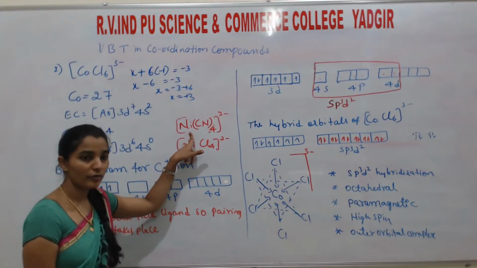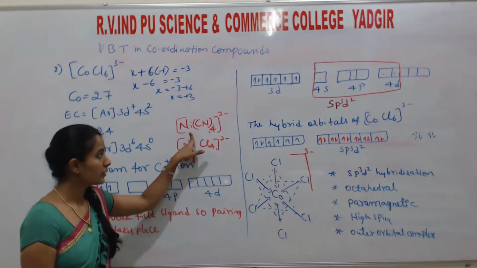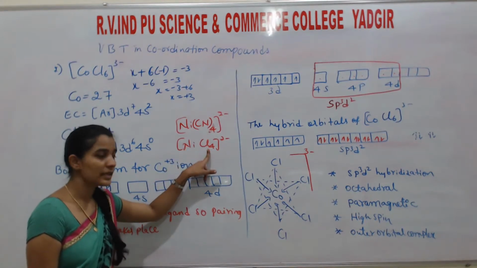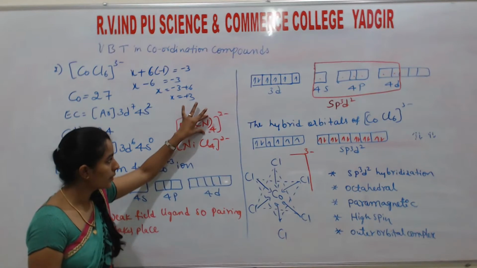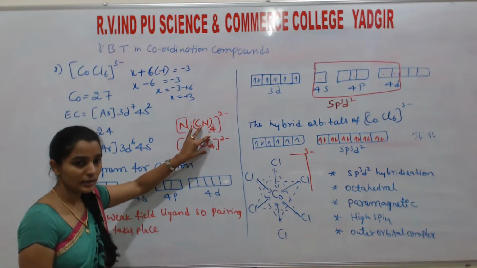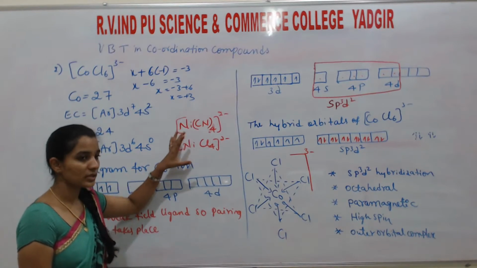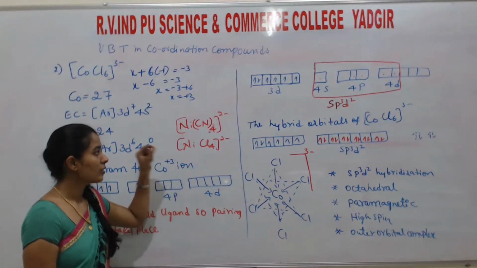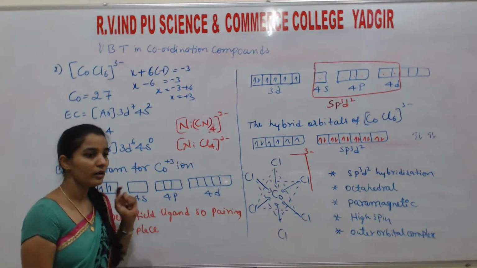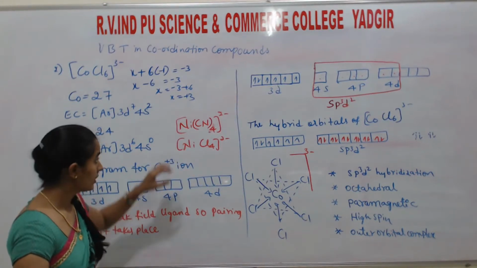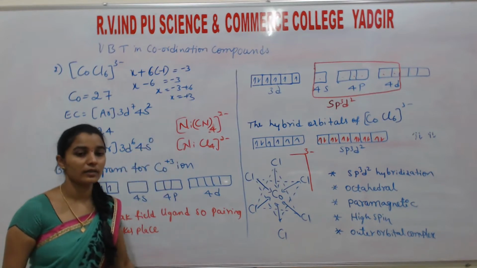Here the atomic number of nickel is 28. CN is a strong ligand, Cl is a weak ligand. Here pairing up takes place, here pairing up doesn't take place. And I guess certain structures with respect to the hybridization, you just do it and you upload it in the group. Okay. So regarding these two structures, I will explain in the next class.